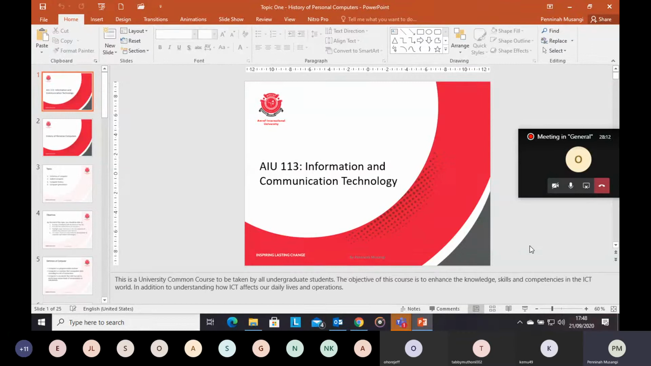So this is a university common course, and it is to be taken by all undergraduate students who are doing bachelor's. And the objective of this course is to enhance the knowledge, skills, and competencies in the ICT world. You know that we are in the ICT world, and ICT is part and parcel of our lives today. And also to understand how ICT affects our daily lives and operations.